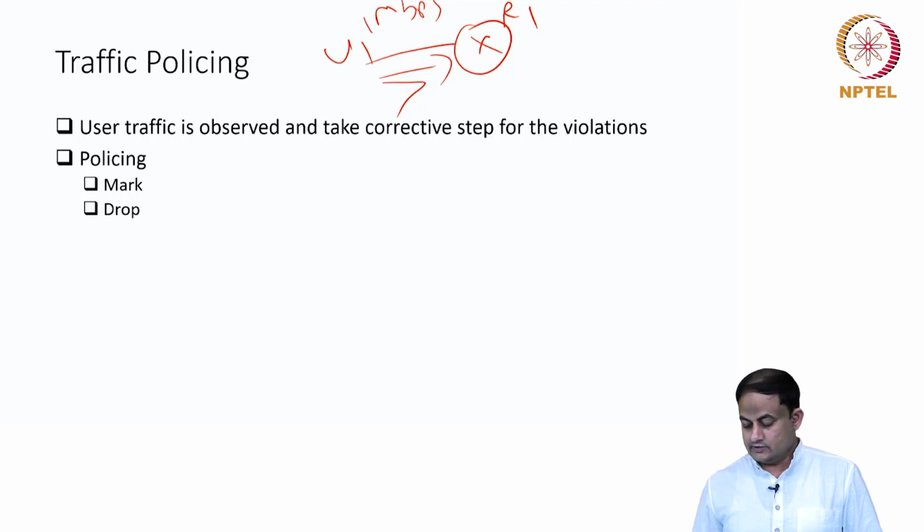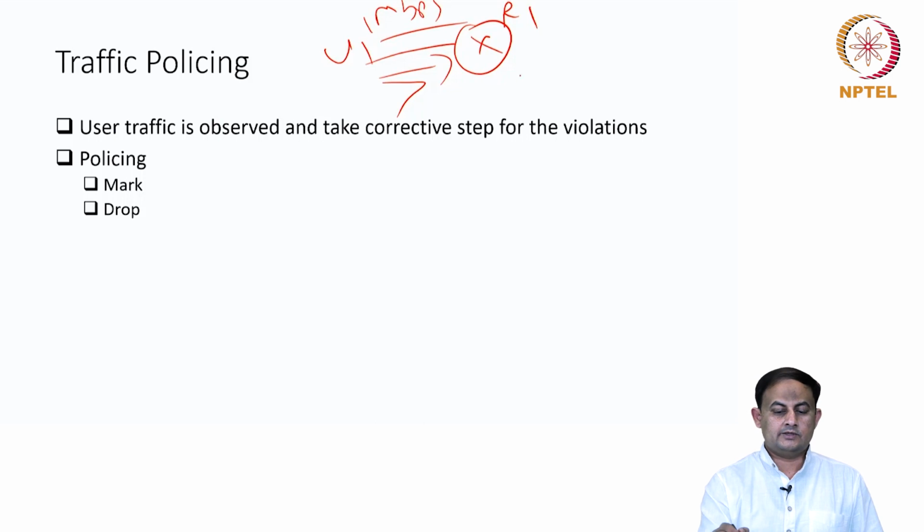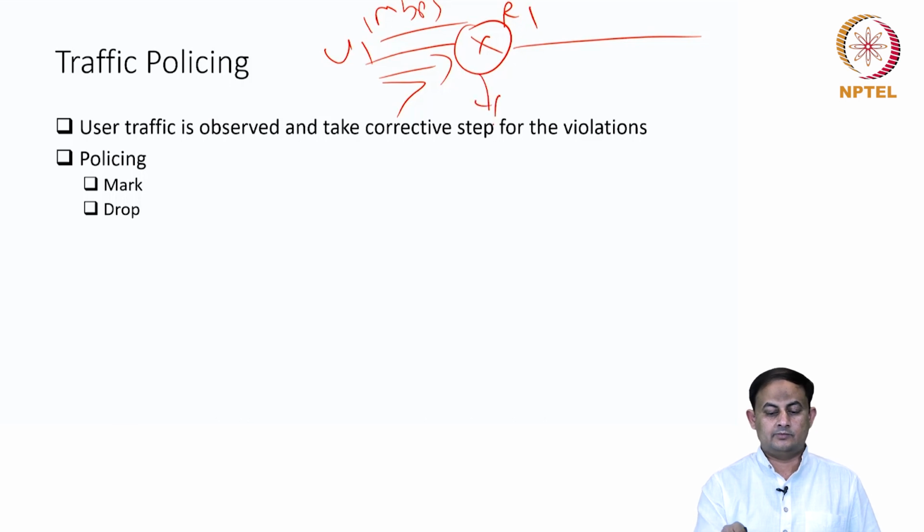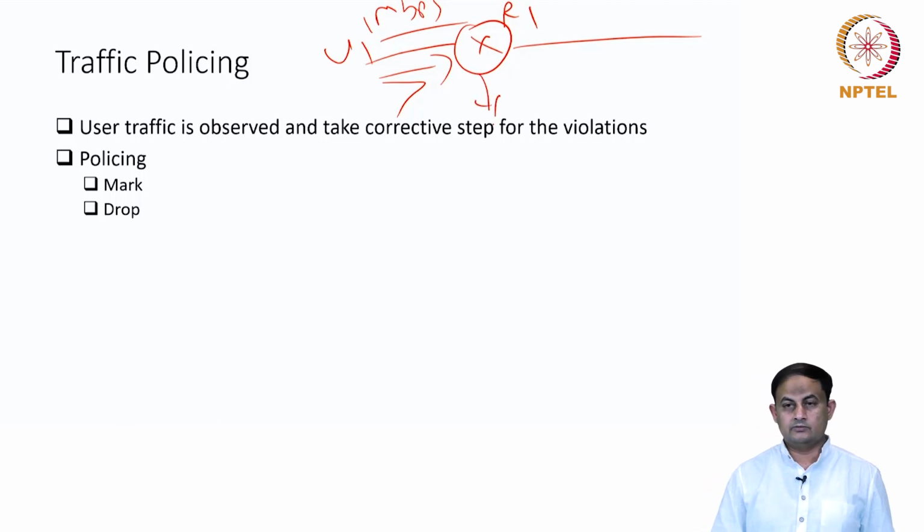We understood that there are primarily two things that the policing action can do. One is, if the arrival is exceeding the agreed upon rate, the simple thing you can do is to drop the packet. Up to 1 Mbps you are supposed to transmit, you admit and pass on to the next link. If it exceeds that, then you drop the packet right here. So, that is one thing.